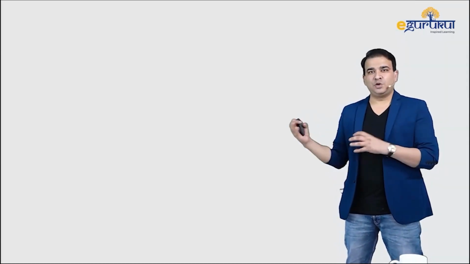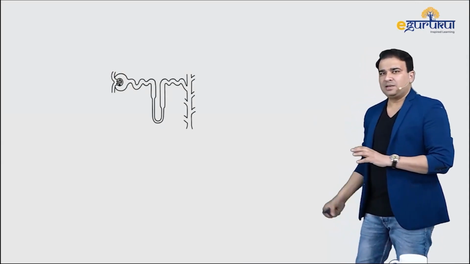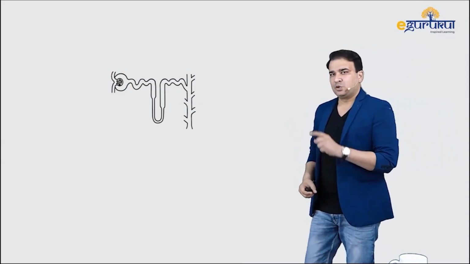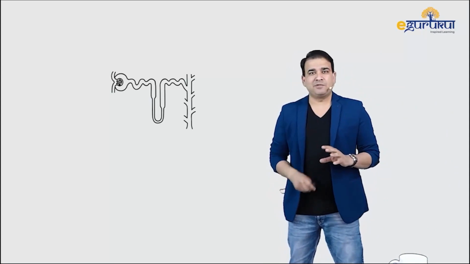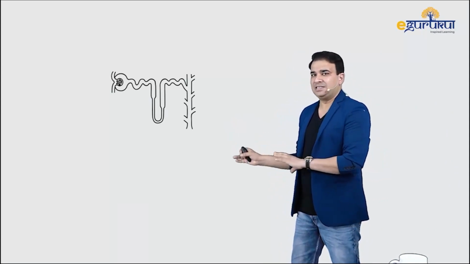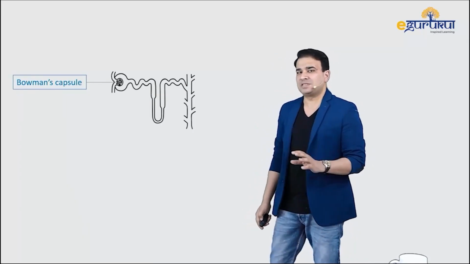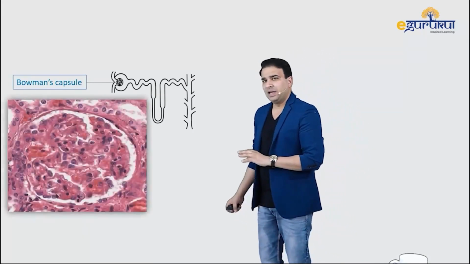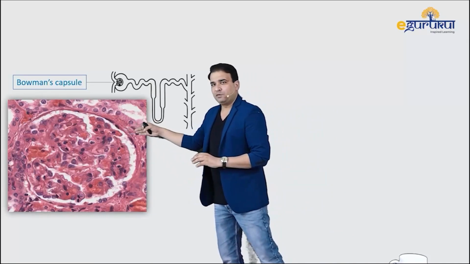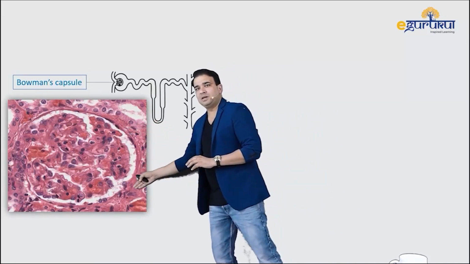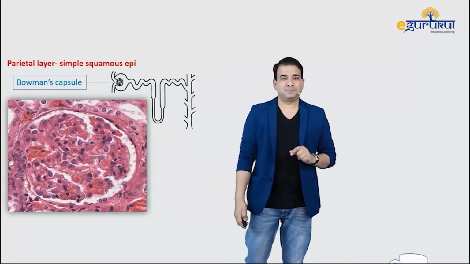So guys, in this section, let's talk about the lining epithelium of the urinary tract. Now you're looking at the picture of the nephron. So in this, let us talk about the lining epithelium of the Bowman's capsule, PCT and the DCT first. Now the lining epithelium of the parietal layer of the Bowman's capsule is the simple squamous epithelium. As you can see in this picture here, this is the parietal layer of the Bowman's capsule and the lining epithelium here is a simple squamous epithelium.